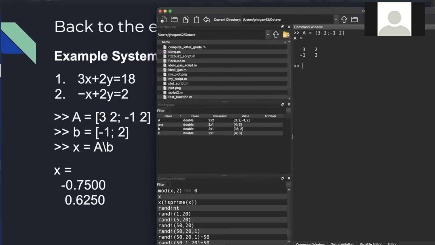I always leave the semicolon off the end so I can look at it and make sure I typed it in correctly. And then B equals, and we need to type it as a column. So that's 18.2 apostrophe. That's how I'll type it. And then to solve it, you just do X equals A backslash B, which gives 4 comma 3. So the answer is 4 comma 3. It's not the other one. That is the solution if you had a negative 1 there for the B, which was incorrect. I typed it wrong.